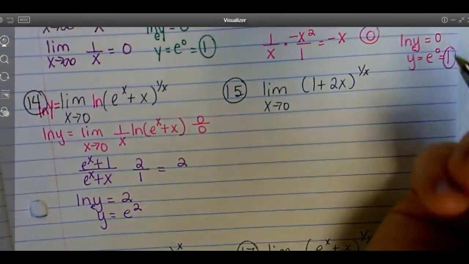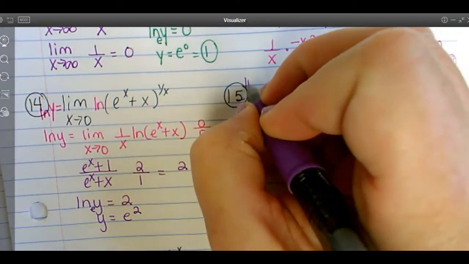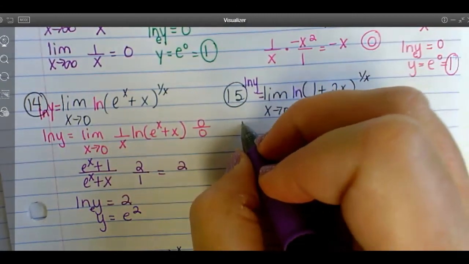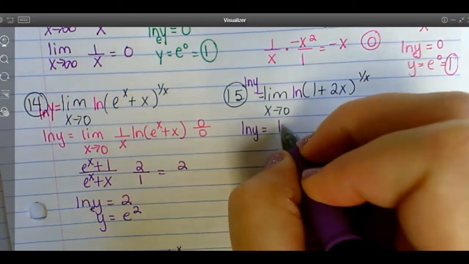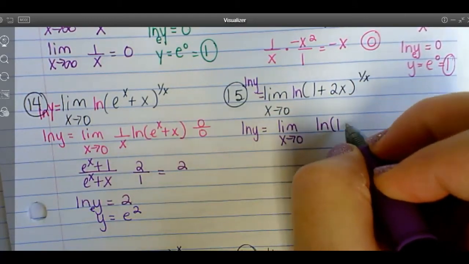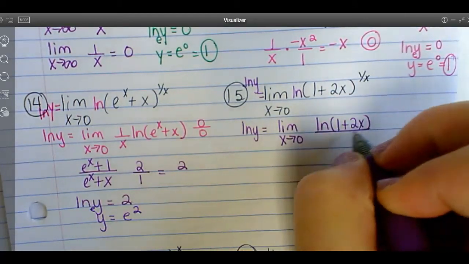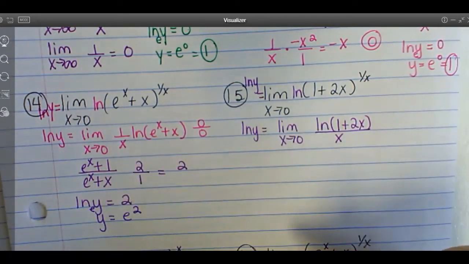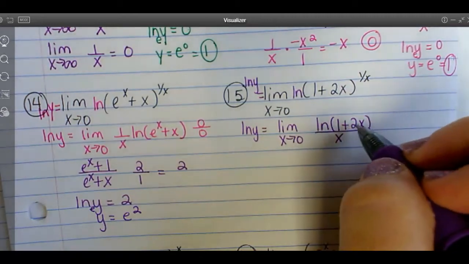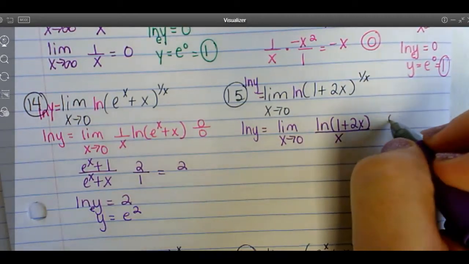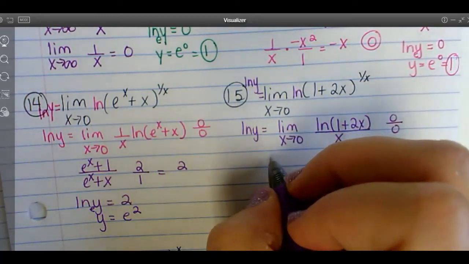Okay, 15. Similar again. Natural log of y equals this, and put that natural log in front. And then we're going to put a 1 over x in front, which means there'll be an x on the bottom. Kind of the same as this, I just went ahead and put it on the bottom. Plug in 0. ln of 1 is 0, and the 0 on the bottom.